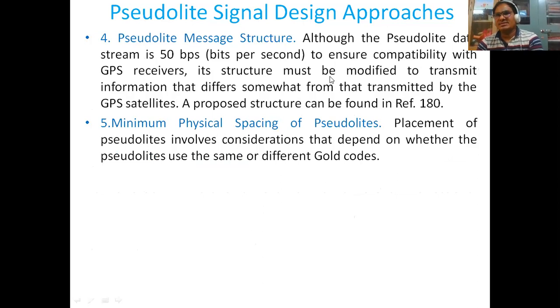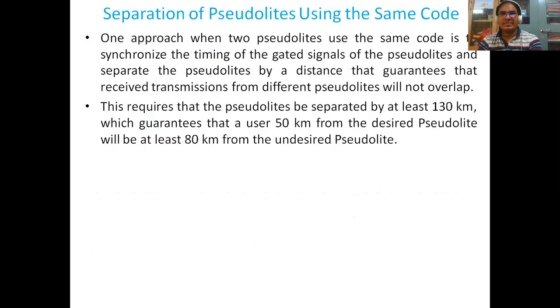And the message structure is almost like a navigation message structure. The same 50 bits per second data stream is used to confuse the receivers. And there should be a minimum physical spacing of the pseudolites. If the minimum physical spacing is not there, then they will interfere with each other. Then separation of the pseudolites should be there.